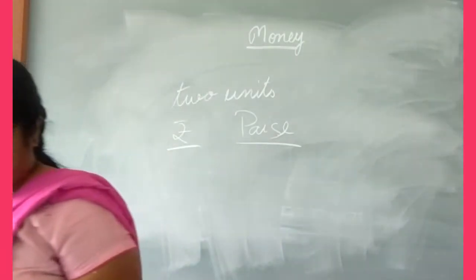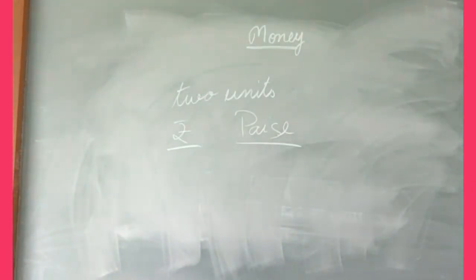Today you have seen that Indian currency comes in two units. One is rupees, the other is paisa. I have shown you the paisa and the rupees. Paisa is the coin, and notes are known as rupees.